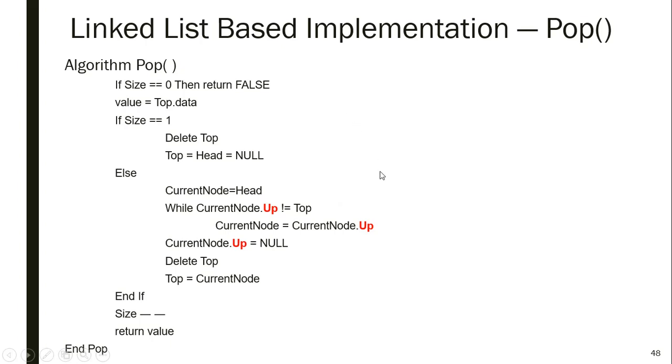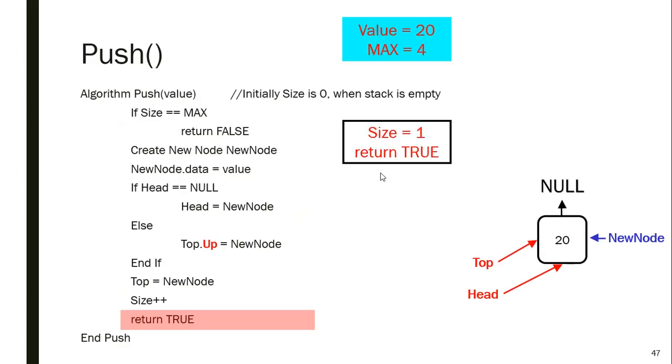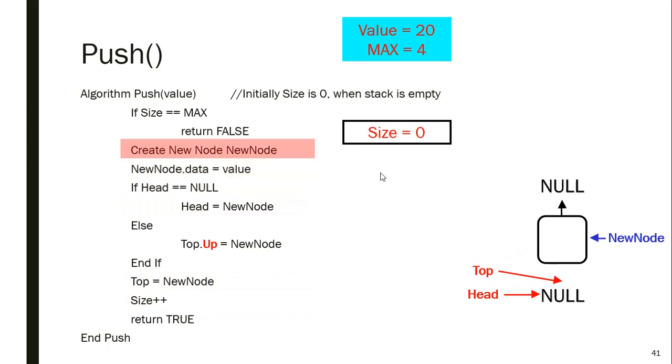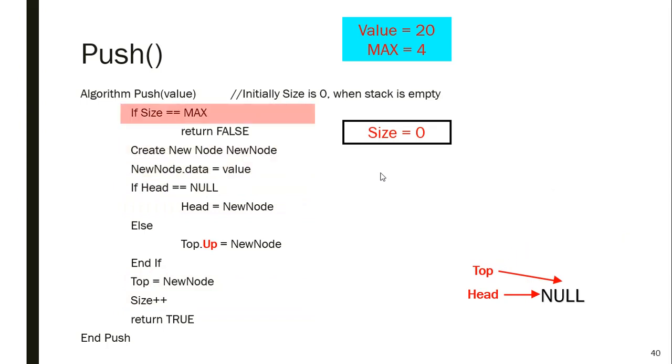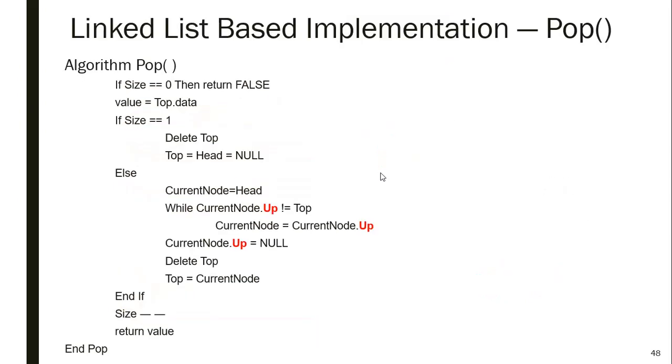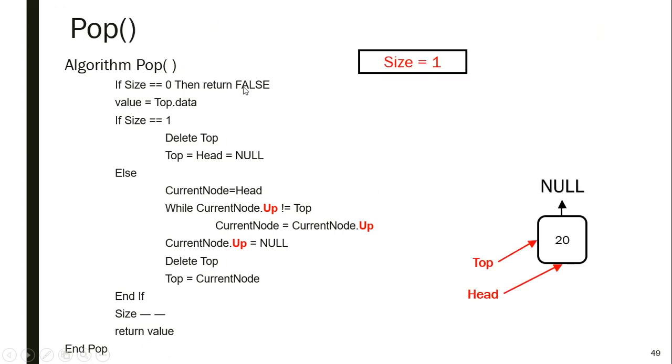Now the linked list based implementation of pop. This was the push operation, and now we are going towards the pop operation and the linked list based implementation. So this is the algorithm for the pop operation if we are implementing it through a linked list.